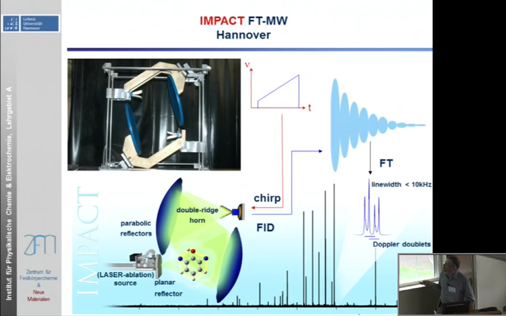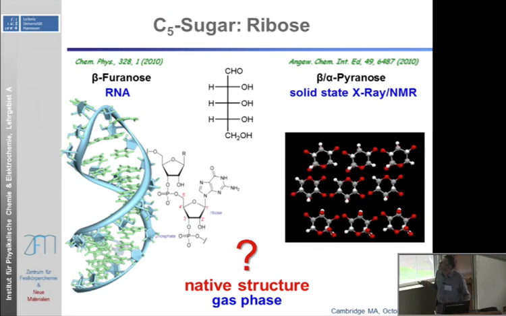Because mostly the resolution is sufficient to resolve all the lines completely. With a cavity machine, you still get a line that is about 80%, a factor of 2 narrower, but you're almost there. So another thing, large carbon molecules such as C5 sugars. It's something that started with Frank Lovas some years ago, when he asked us to look for ribose.